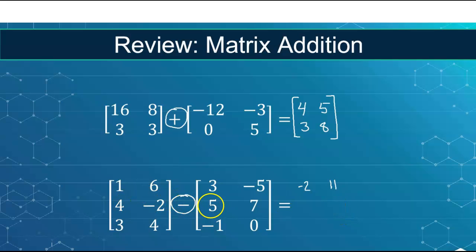4 minus 5 is negative 1. Negative 2 minus 7 is negative 9. We're basically just doing all the adding and subtracting. 3 minus negative 1. So subtract a negative is to add. 3 plus 1 is 4. 4 minus 0 is 4. We put square brackets around it, and that is our solution matrix.